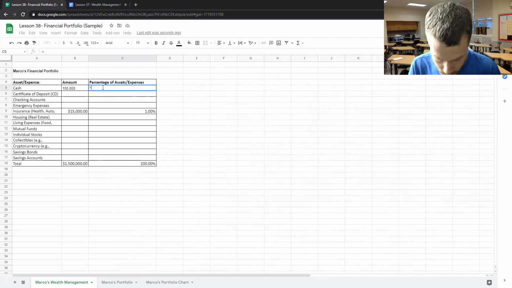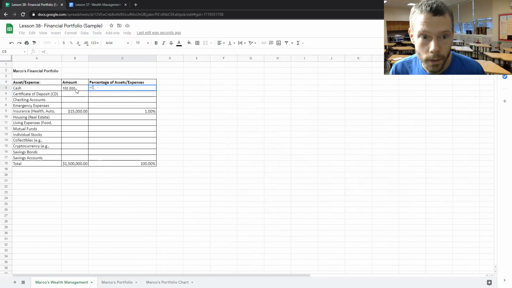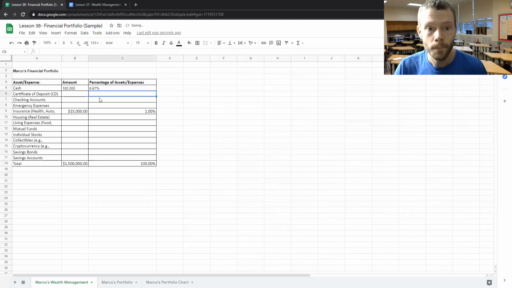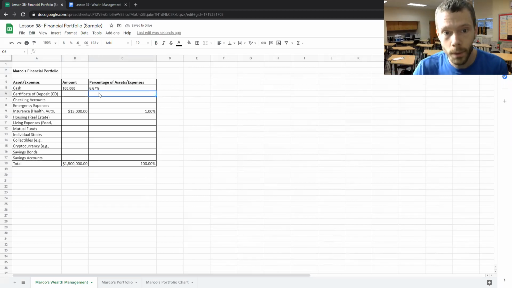I'm going to press the Shift key, press the number 9 on my keyboard to open the parentheses. And I'm going to take what I want, which is this amount. I'm going to press divide, the slash key, the total, and I'm going to press enter. And now I have, it would be 6.67% of $1.5 million.